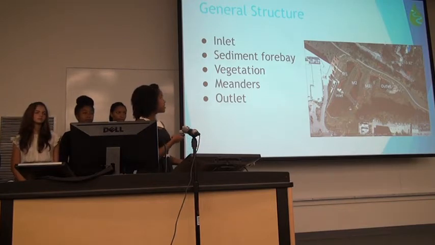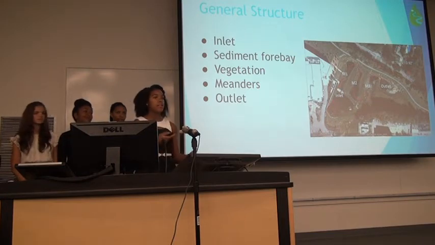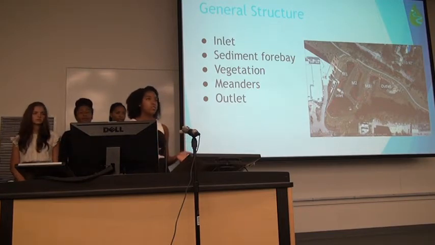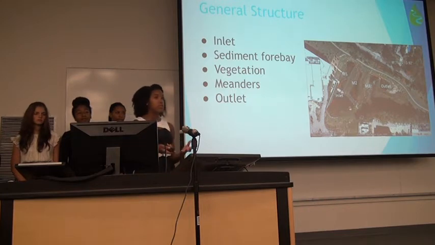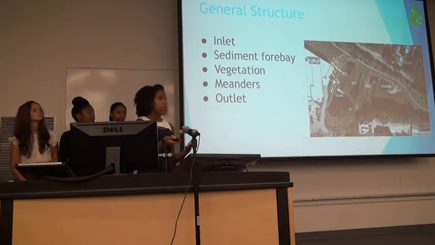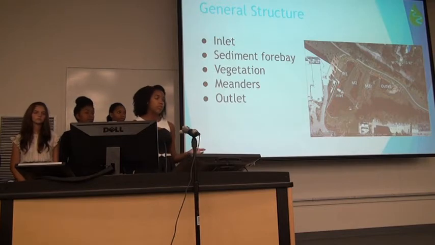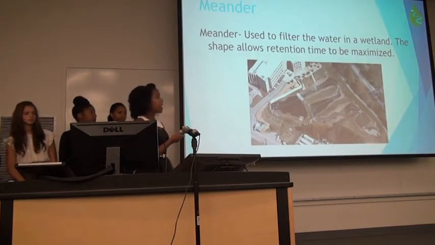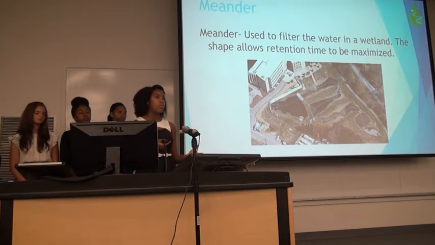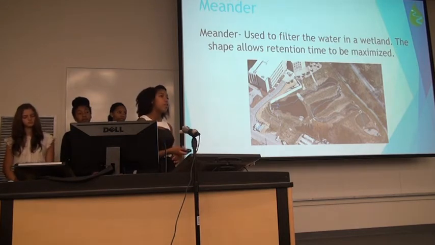And then it enters into a meander, which is in the shape of an M right here. The meander is an area of vegetation that helps filter out the water and filter out the pollutants so it'll be cleaner. And then it enters the outlet right here, which, in the end, should be cleaner than the inlet. And then after the outlet, it enters into a bigger body of water, such as the Delaware River. And a meander is a twisting body of water that helps filter out the water in a wetland.